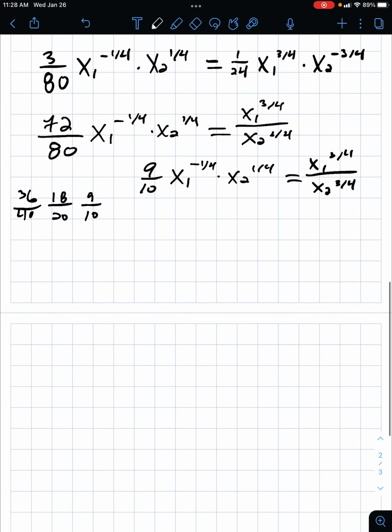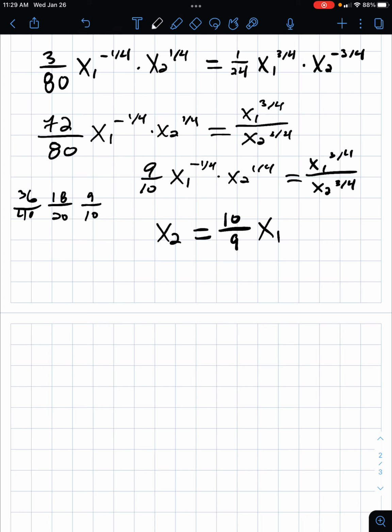Okay. So now from here we get to decide to solve for either x1 or x2. Let's solve for our demand for x2. So for x2, we'll get x2 is going to be equal to 10 over 9 x1. And how did we get that?